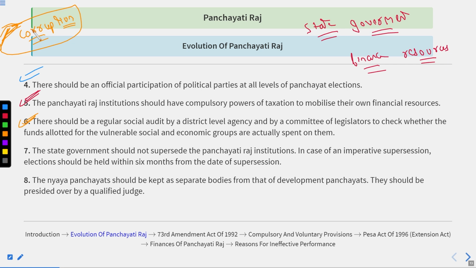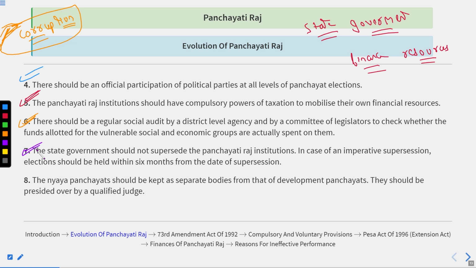All right. So basically, suppose the government is providing the funds, but the officials of the panchayats are not using them, then is it worth it to establish the Panchayati Raj? The answer is clear cut no. So that's why they said that there should be a regular audit. And this could be done by the district level agency and by a committee of legislators to check whether the funds allotted for the vulnerable social economic groups are actually spent on them, so that the corruption could be reduced.